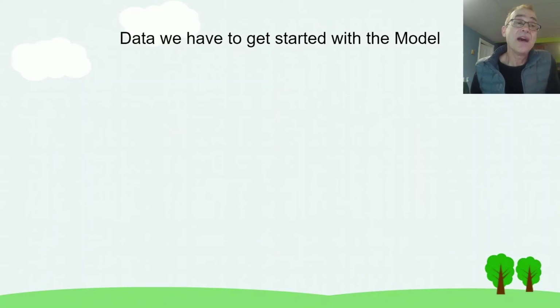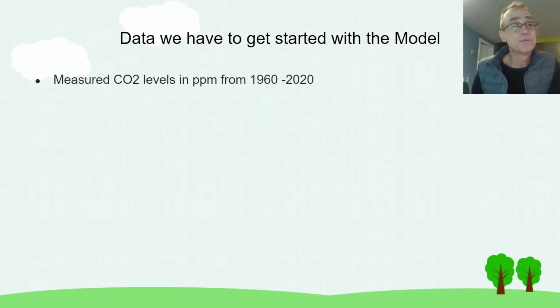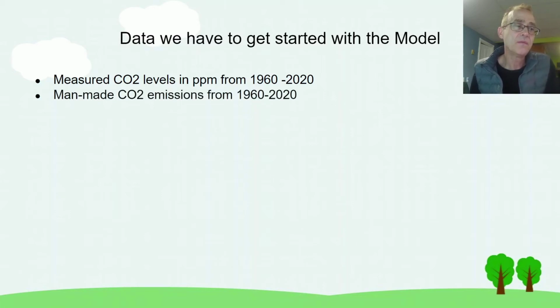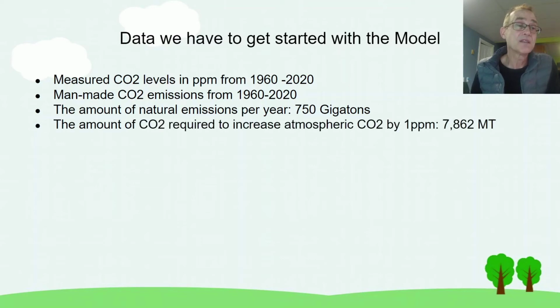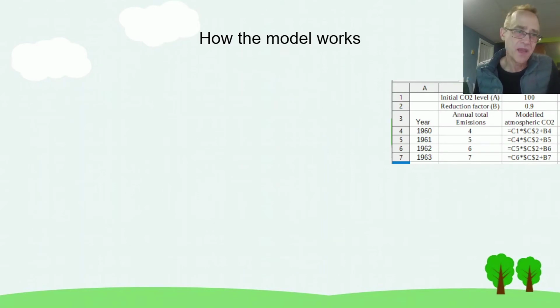Here's the data that we have to get started with the model. Measured carbon dioxide levels in parts per million from 1960 until 2020. Man-made carbon dioxide emissions from 1960 to 2020. The amount of natural emissions per year, 750 gigatons. The amount of carbon dioxide required to increase atmospheric carbon dioxide by 1 part per million, 7,862 megatons.